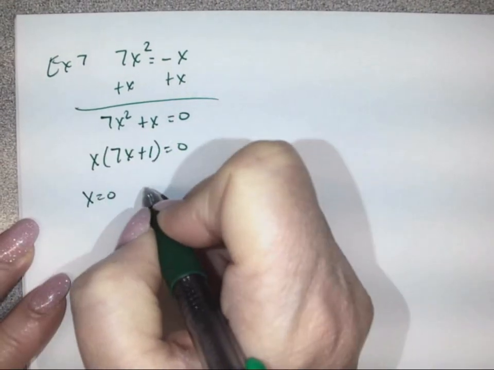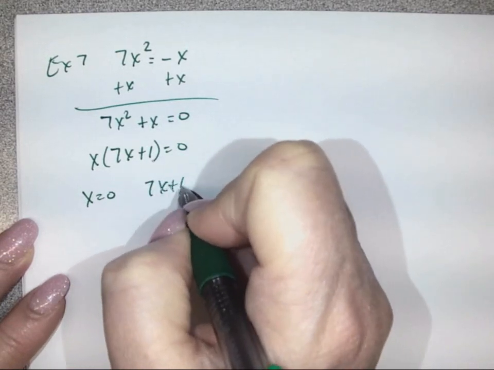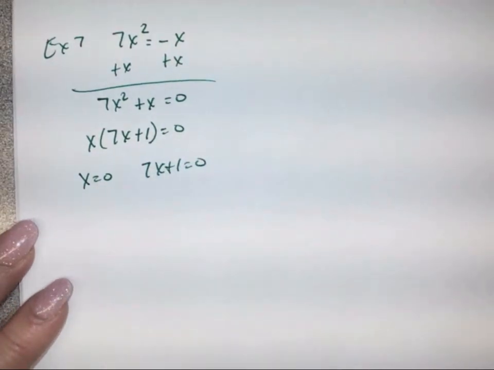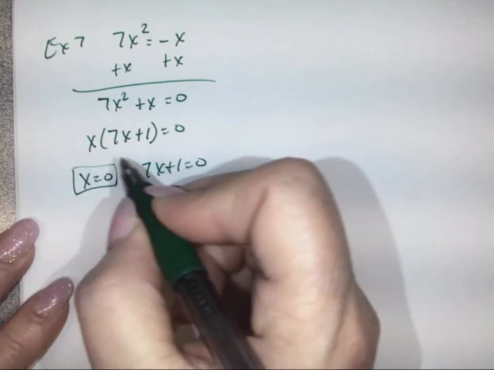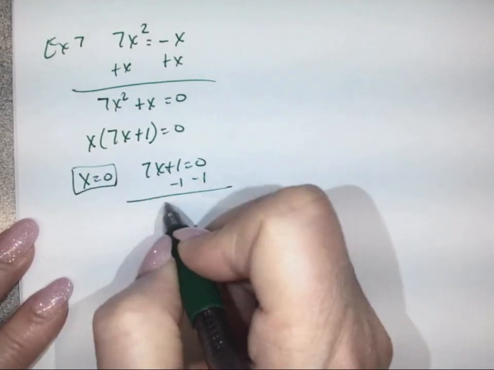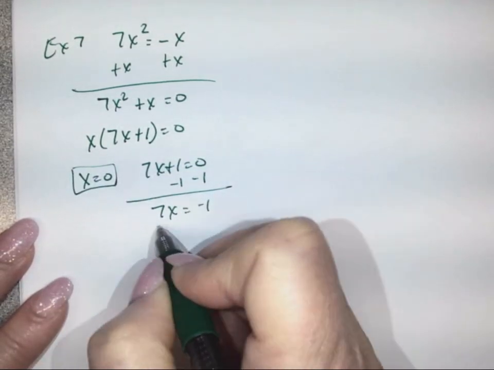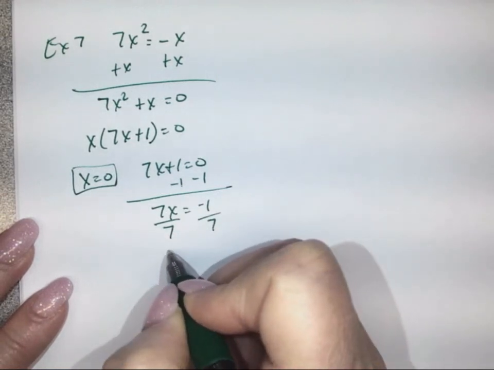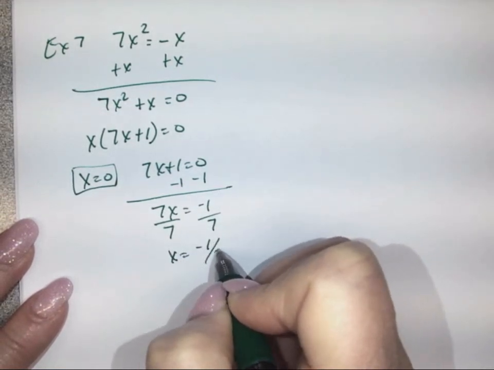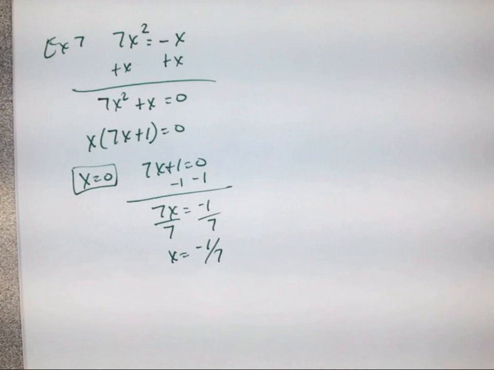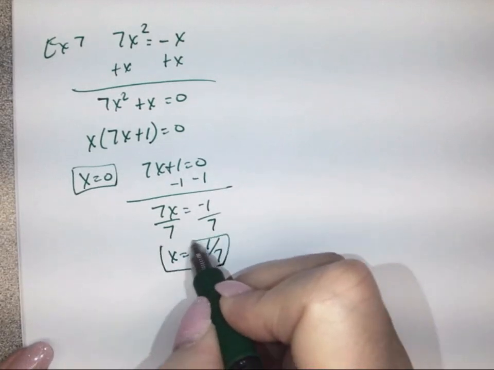And now we'll just take each part and set it equal to 0. So x is equal to 0 and 7x plus 1 equals 0. So this part is done. This one we're going to move our 1 over and get 7x is equal to negative 1. Divide by 7, so x is equal to negative 1 over 7. So this would be our second answer.